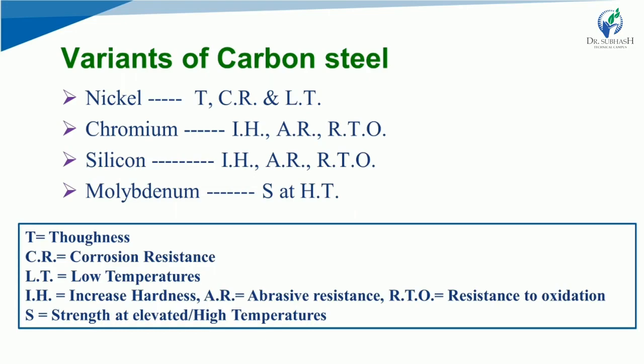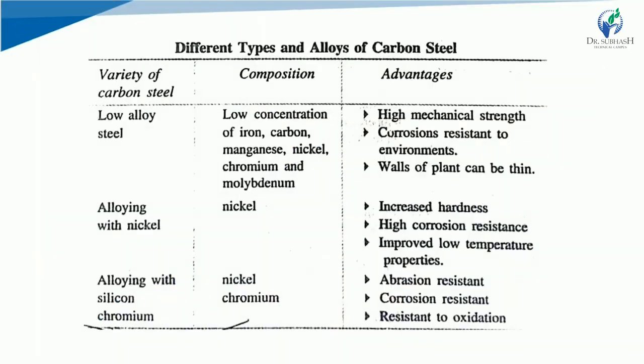Molybdenum provides strength at increased temperature. So S means strength, and HT is high temperature, or you can also say elevated temperature. So these are alloys of carbon steel. When you mix these metals, you can get a superior quality of carbon steel. So these are the different types and alloys of carbon steel.